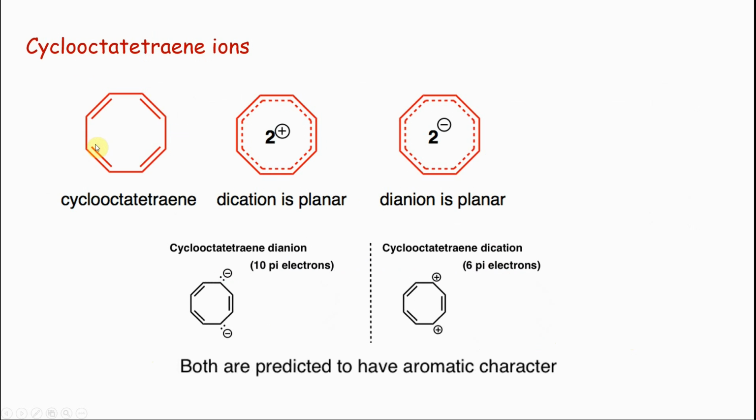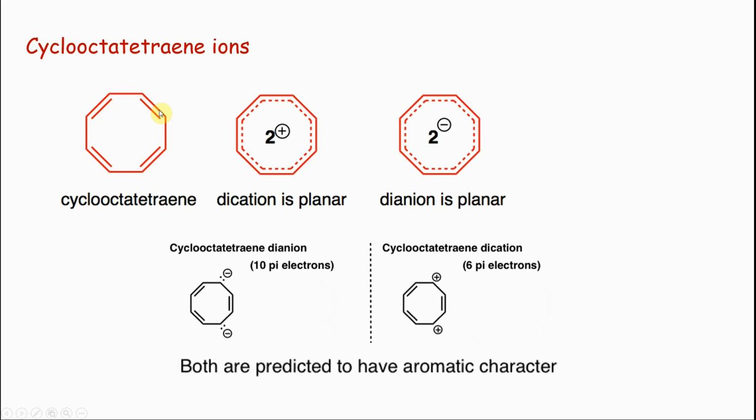So when you look at this, what do you know? It's cyclic, correct? It's cyclic, but it is not going to be aromatic. The reason: it is not going to be in plane. It will be in the tub conformation. So it is not aromatic.